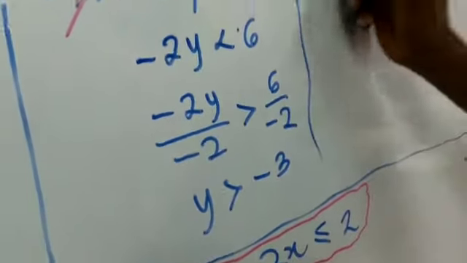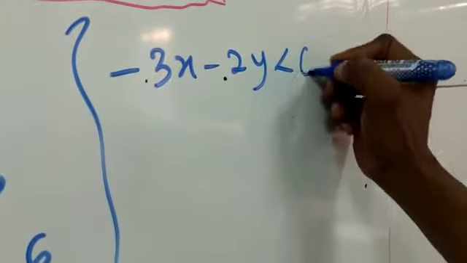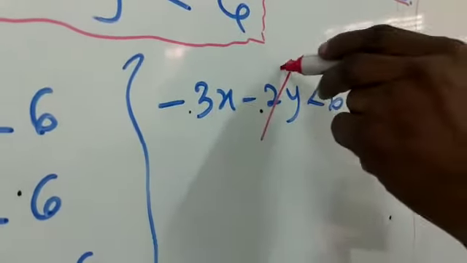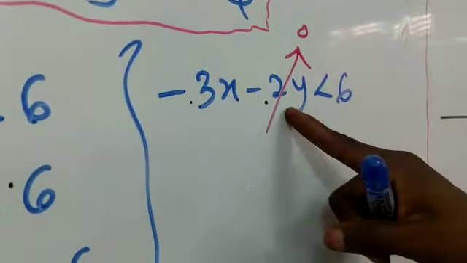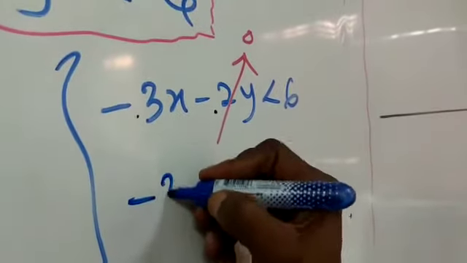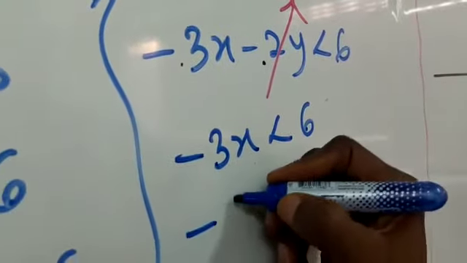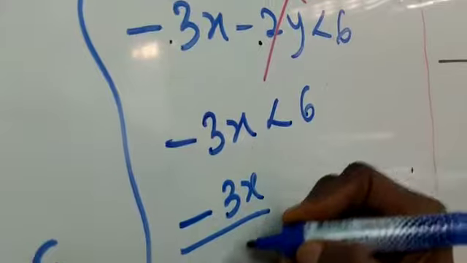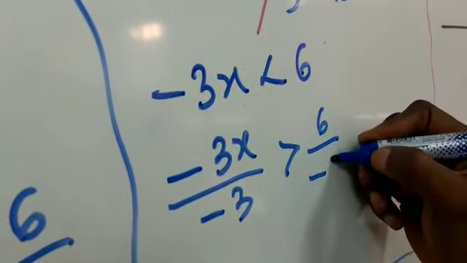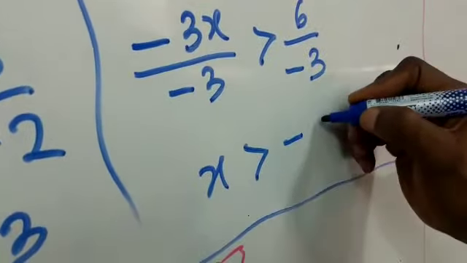Okay, now let's do the other one. I have minus 3x minus 2y is less than 6. This time around, it is y that is going to be 0. So when y is 0, minus 2 times 0 is 0. Everything here becomes 0. And the whole expression is reduced to minus 3x is less than 6. Again, we're going to divide both sides by minus 3. And as you are doing that, you immediately reverse the inequality symbol. And now you have x is greater than minus 2.